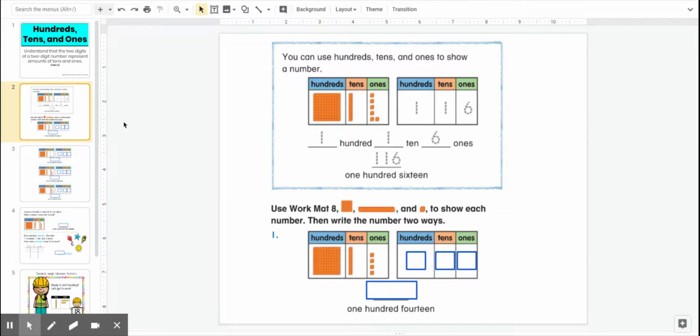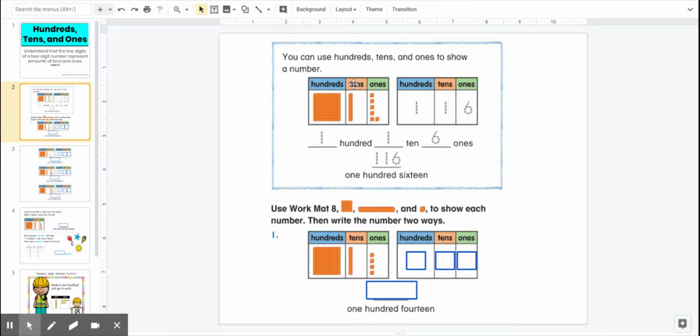It says you can use hundreds, tens, and ones to show a number. So you'll see you have a big block for hundreds. It's like a flat block, has 10 rows of 10 sticks, makes 100, okay? I can count them if I get close. 10, 20, 30, 40, 50, 60, 70, 80, 90, 100.